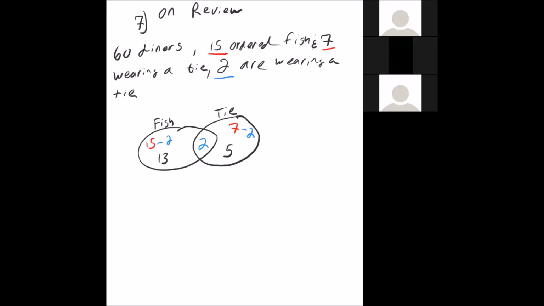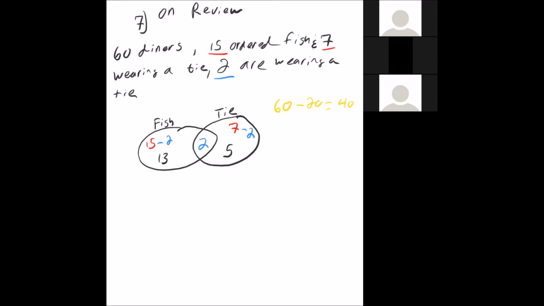So we know that we had 60 people that was in the diner. And if you count this up here, the 13 and 2 is 15 plus 5 is 20. So there's 20 people that's accounted for in this Venn diagram. That leaves 40 that does not fall into this category. Does that make sense? Okay. So now we can actually answer the probability question here.